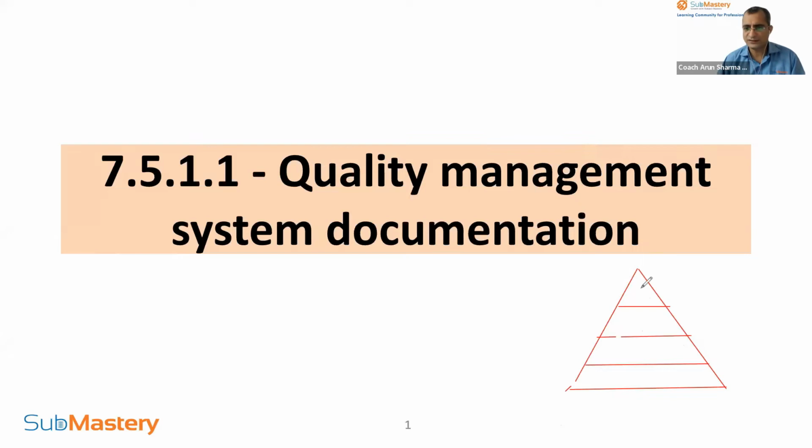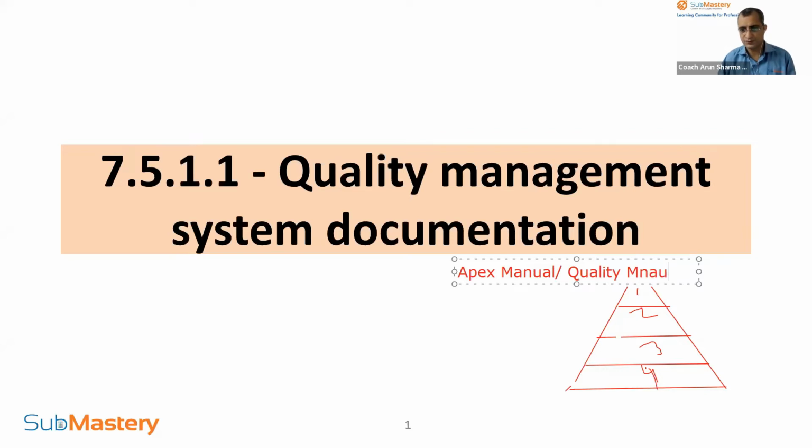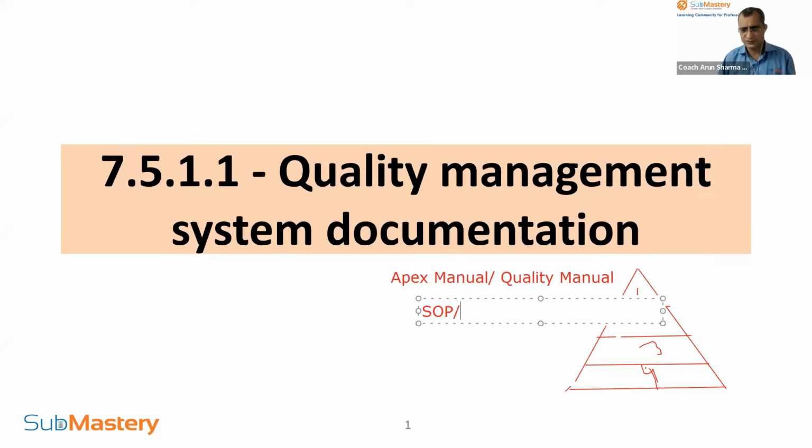Here are the 4 different levels of documentation: level 1, level 2, level 3, and level 4. Level 1 is your Apex manual, which is also called your quality manual, and that is what we are going to discuss today. The quality manual is the Apex, the highest level of documentation. Level 2 is SOP, which is now called DP, documented process. It's one and the same thing.